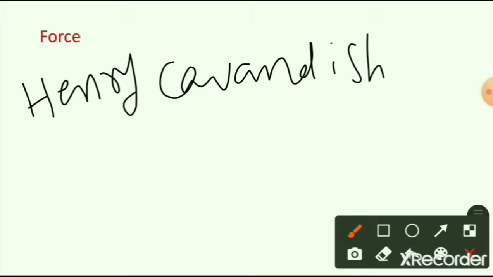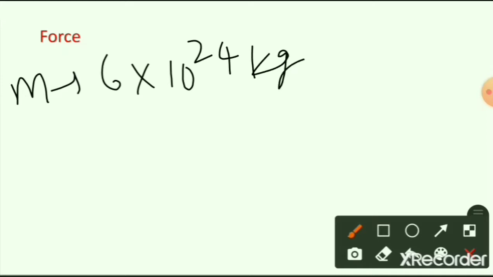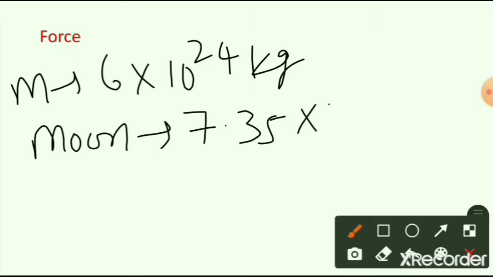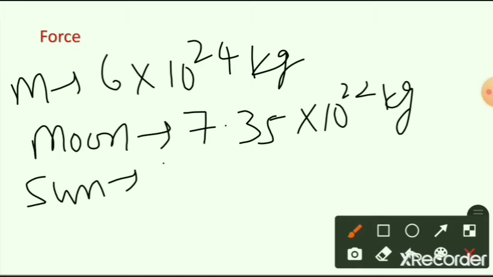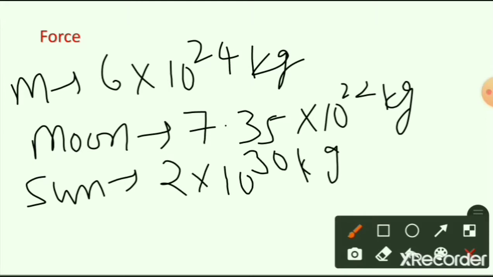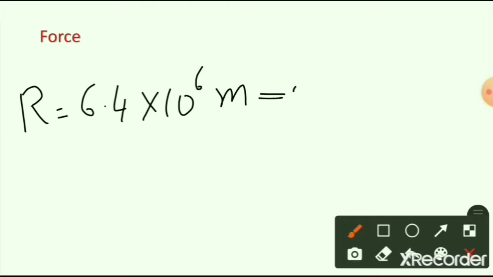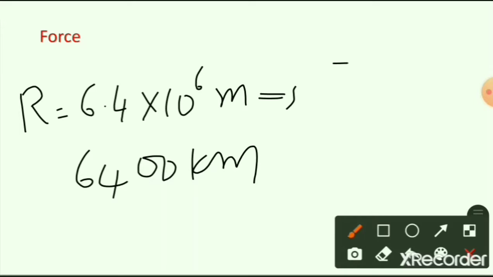Hydrogen was also discovered by Henry Cavendish. Capital M means mass of the earth, 6 into 10 power 24 kg. Mass of the moon, 7.35 into 10 power 22 kg. Mass of the sun, 2 into 10 power 30 kg. Radius of the earth R equal to 6.4 into 10 power 6 meter, or 6400 kilometers.